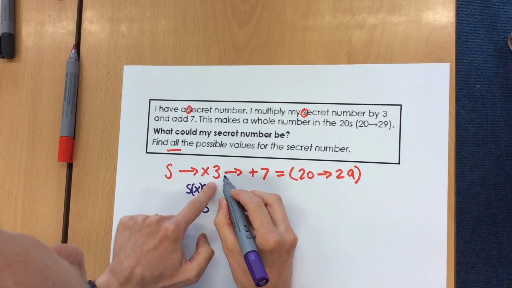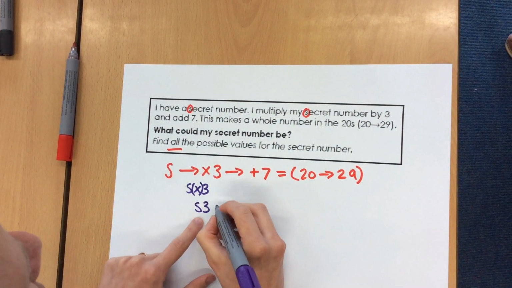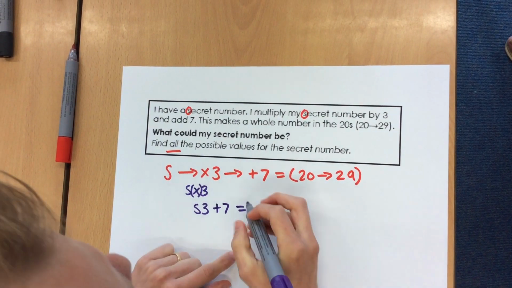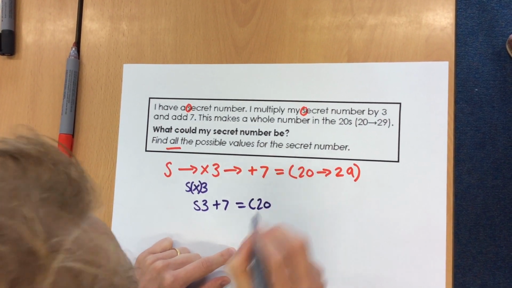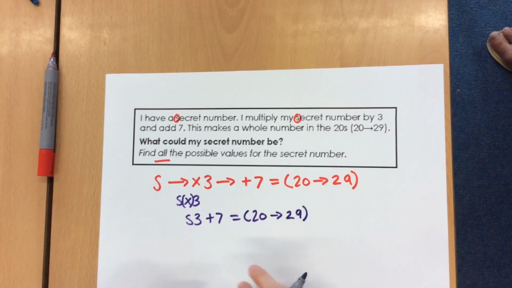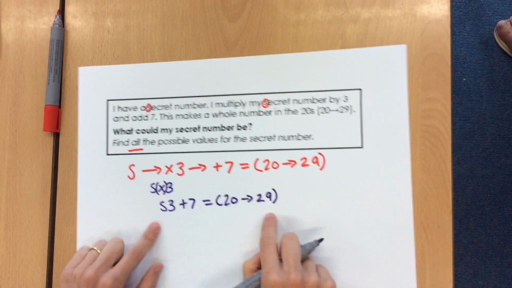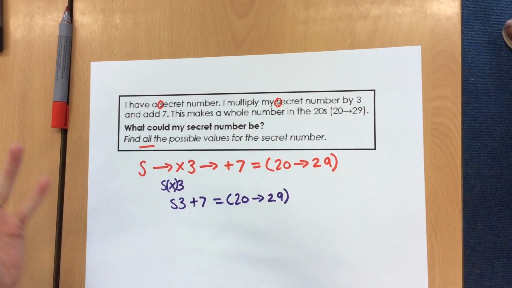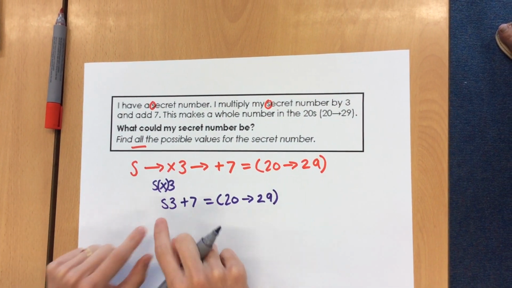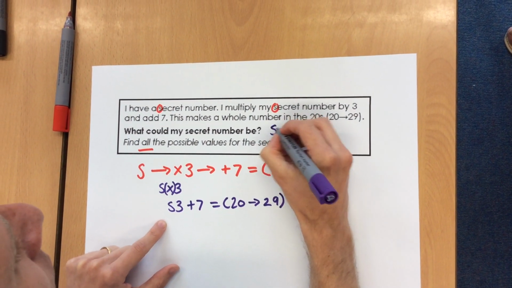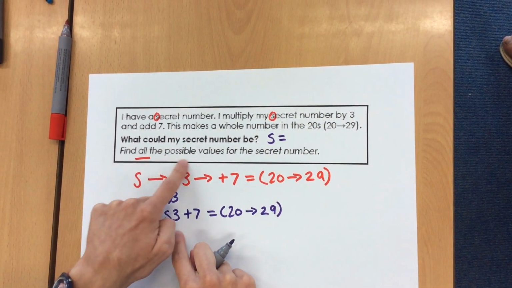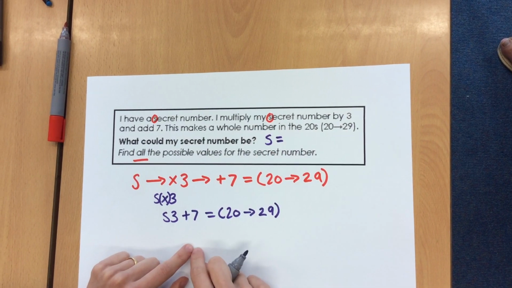What's the next step I need to do? The next function is to add 7, so S3 plus 7, and that is going to equal any number that is including 20, but from 20 to 29. Right, so now I've got my algebraic formula. I can now start having a go at experimenting and seeing, well, what does S equal? Because that's ultimately what I'm trying to calculate. And remember, find all the possible values. There's lots of different answers for this, okay?